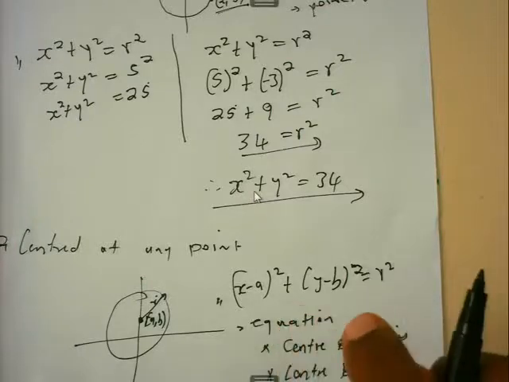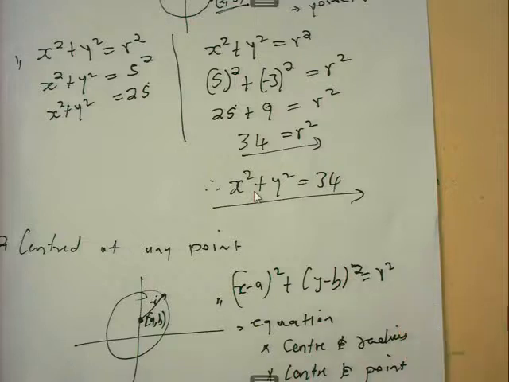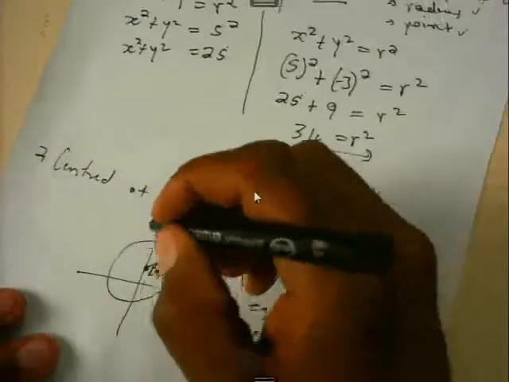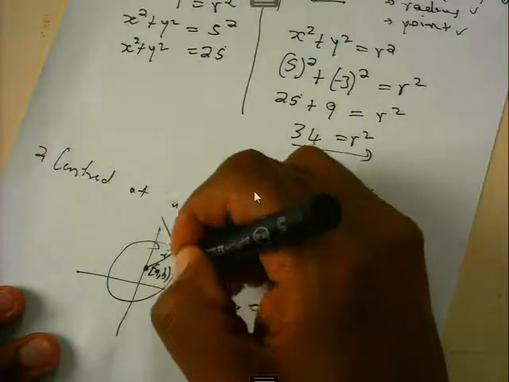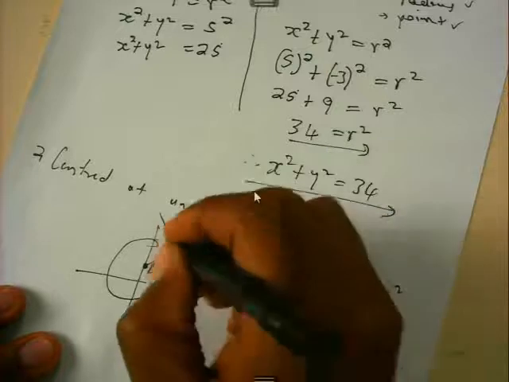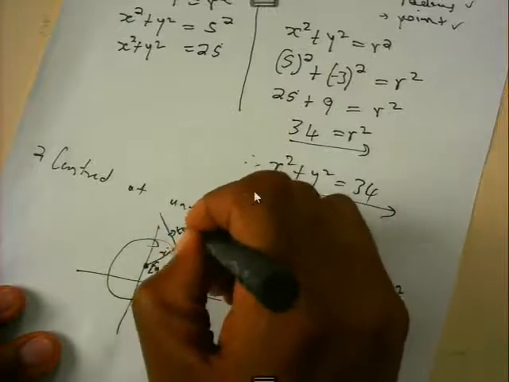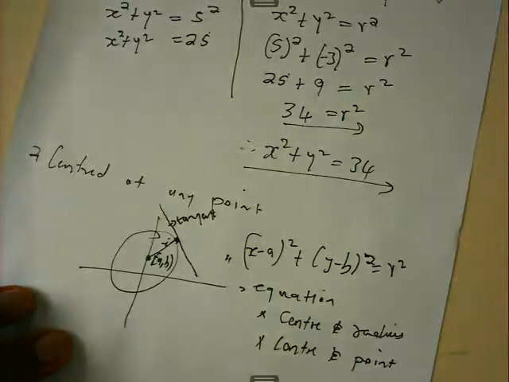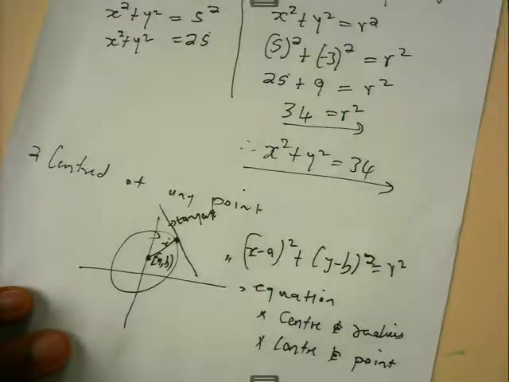Whereby now we will be using (x − a)² + (y − b)² = r². Of course, to add again on this one also here, we will now have to find also the equation of the tangent. Now, how do we determine the equation of the tangent?